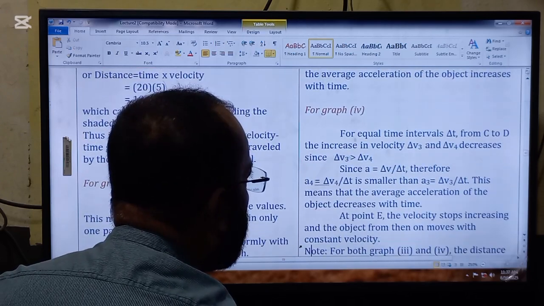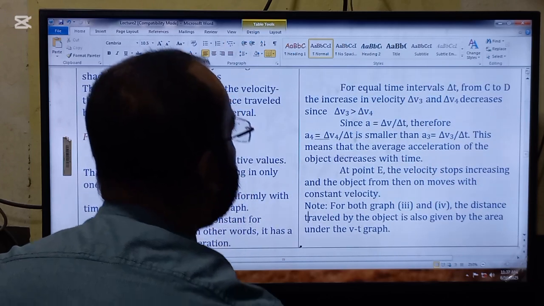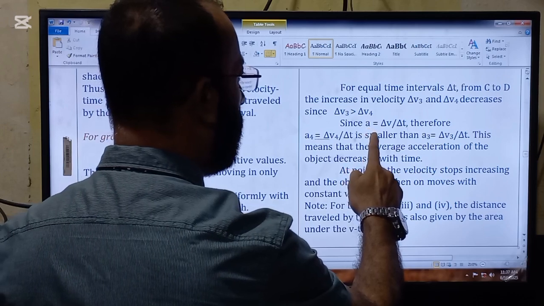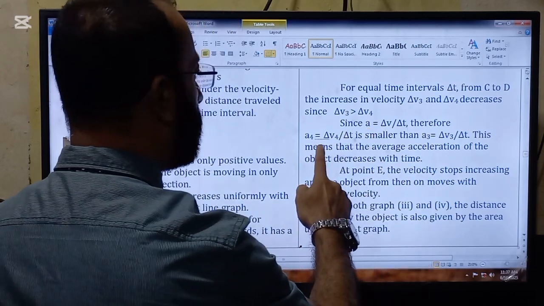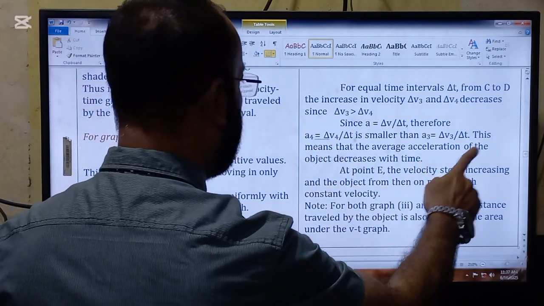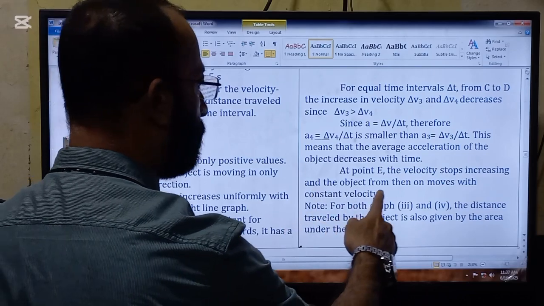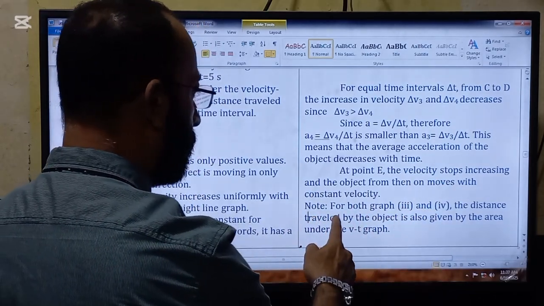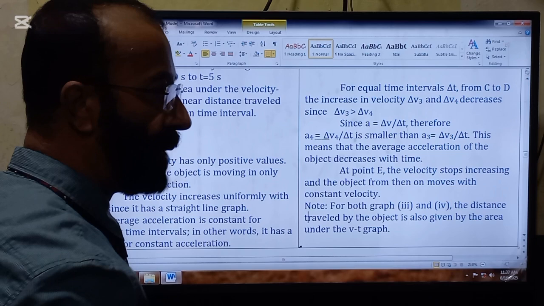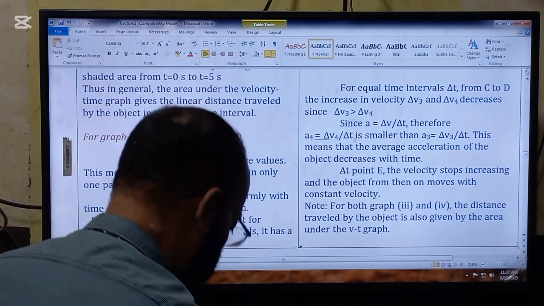For equal time intervals delta t from C to D, the increase in velocity delta V3 and delta V4 decreases, since delta V3 is greater than delta V4. So it means a3 is greater than a4. This means that the average acceleration of the object decreases with time. At point E, the velocity stops increasing and the object from then on moves with constant velocity. For both graphs 3 and 4, the distance traveled by the object is also given by the area under the velocity time graph.